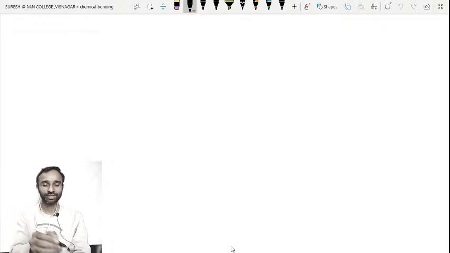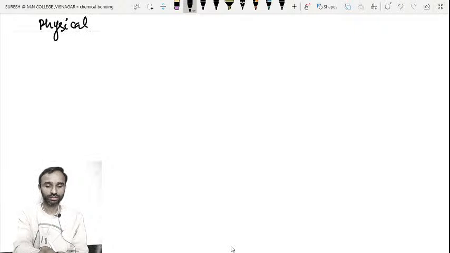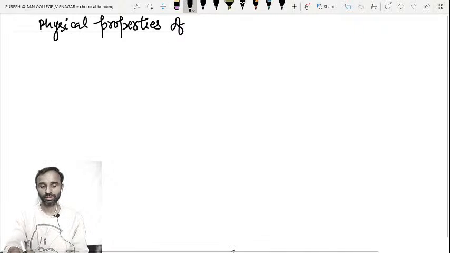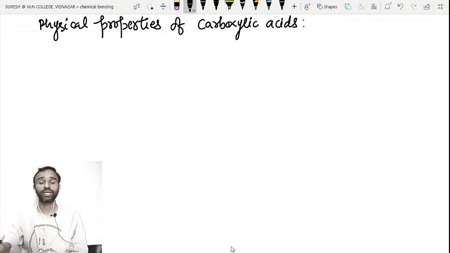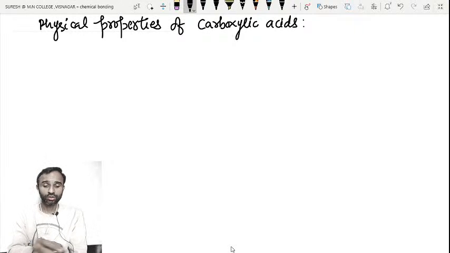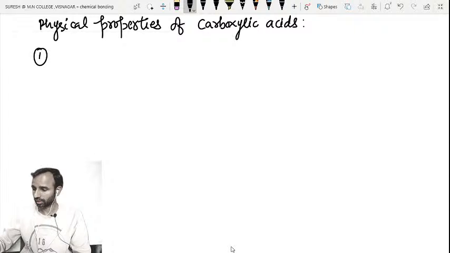Today's topic is physical properties of carboxylic acids, and then we will continue with acidic strengths of carboxylic acids, right? So in physical properties, first we will take into account the smell.